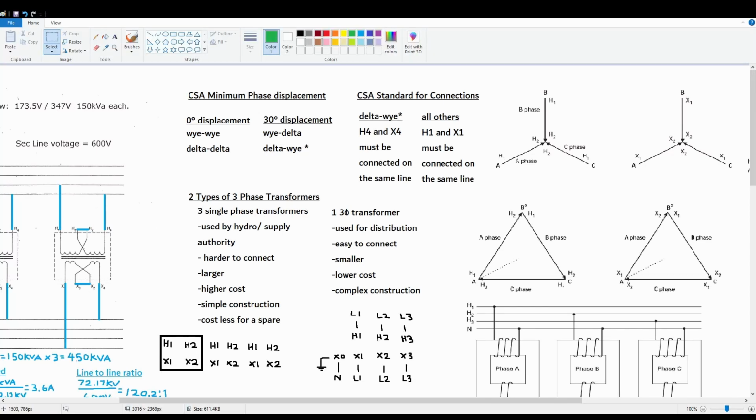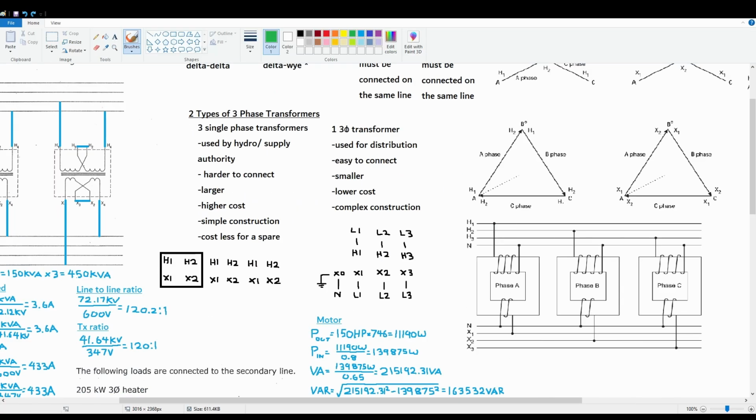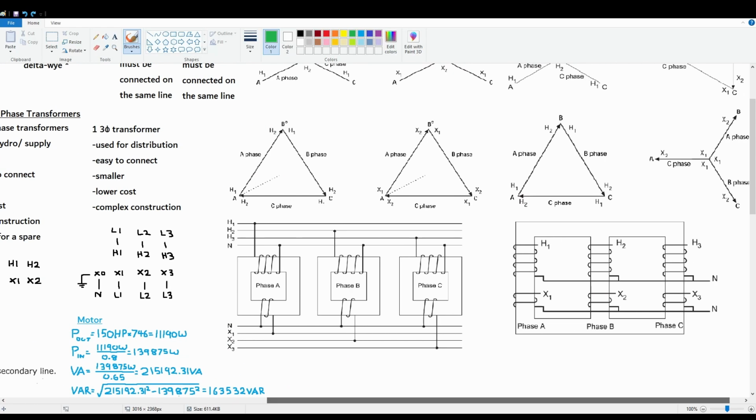Alright, in today's video, I'm going to be going over three-phase transformers. So we have two types: the three single-phase transformer and the three-phase transformer. So I'll go over here to show you.